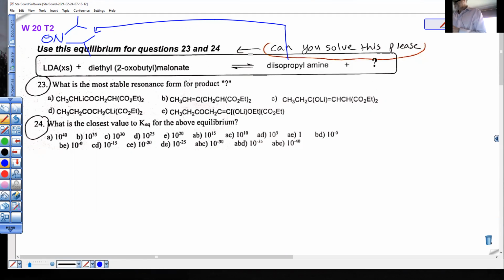Those are conjugate partners. An amine has a pKa of 40. LDA is a strong base. Now we have to draw diethyl malonate with a group on carbon.